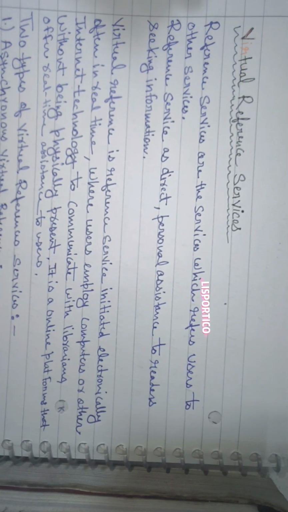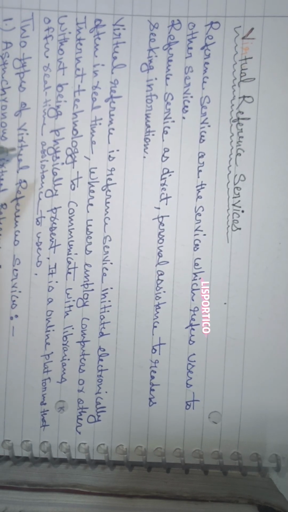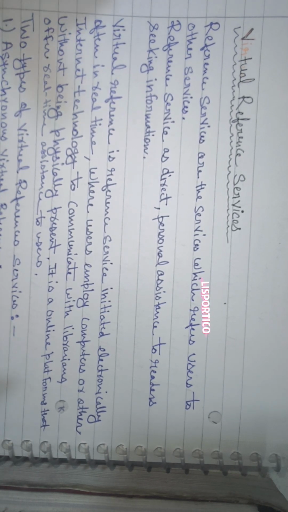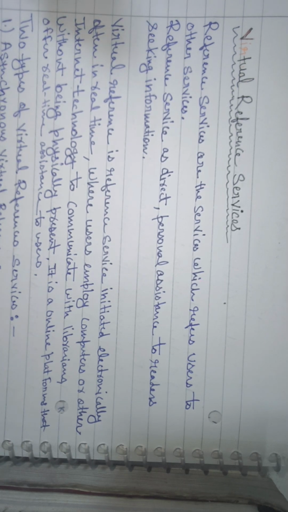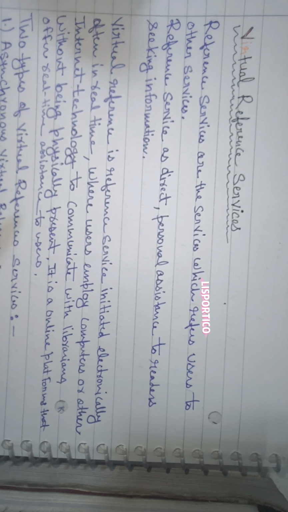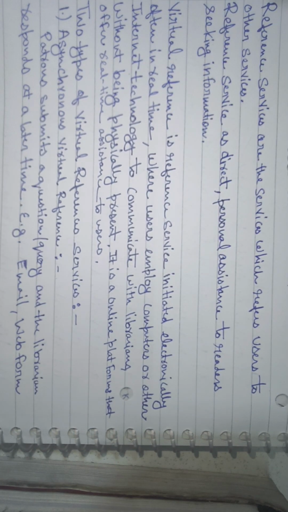So basically, in virtual reference services, we initiate the services electronically, often in real time, where users employ computers or other internet technology to communicate with librarians without being physically present. In this reference service, we use an online platform that offers real-time assistance to the users. So I hope you understand what virtual reference services is. So let's move to the types of virtual reference services.